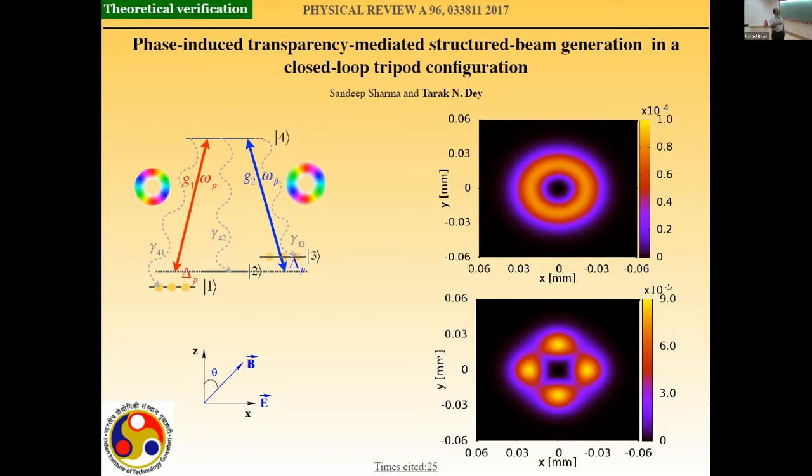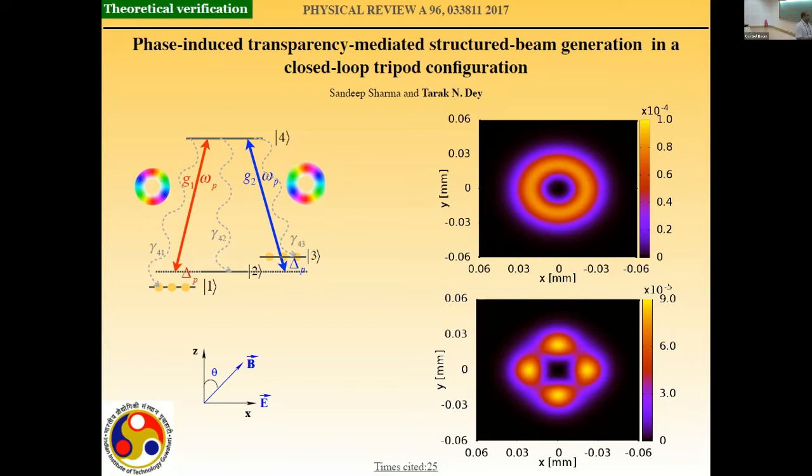Now, when you have this coupling in the presence of the magnetic field, the magnetic field has two components. One is the longitudinal component, another is the transverse component. The longitudinal component gives a shift of the two levels. Basically, it is an energy shift, but the transverse component has a beautiful characteristic. It will do the population redistribution among levels 1 and 3.